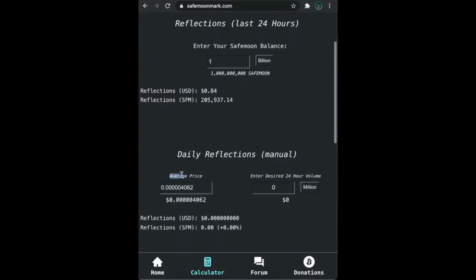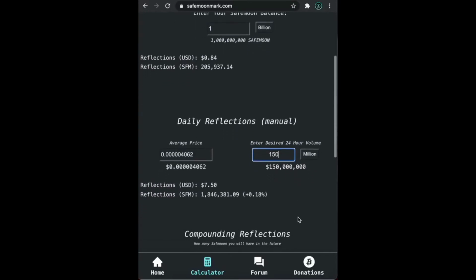Let's find out. If we scroll down, we can see we can edit the average price and volume of Safemoon and see how that would affect our reflections. Also, pay attention to these buttons that switch between thousands, millions, and billions. They're there so you don't have to type in so many zeros all the time. If the volume was up today and around some of our previous highs of 150 million, we would have accrued $7.50 USD, or 1.8 million Safemoon.